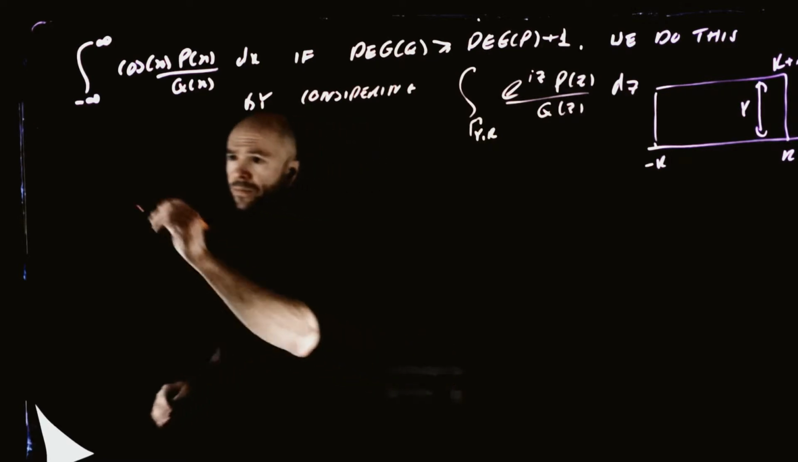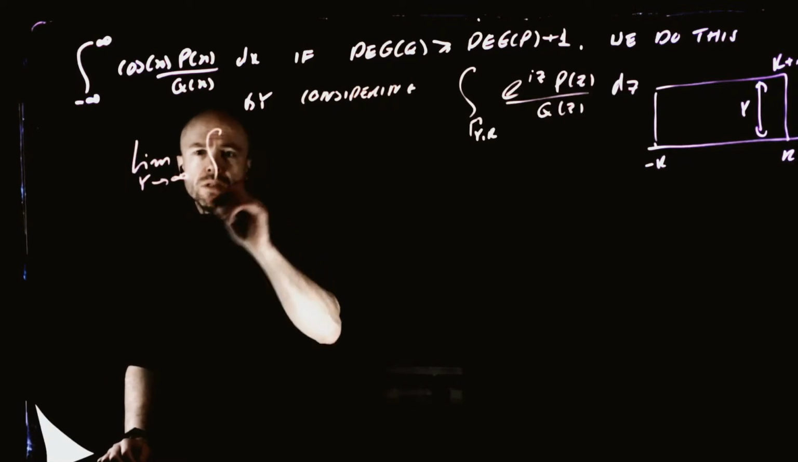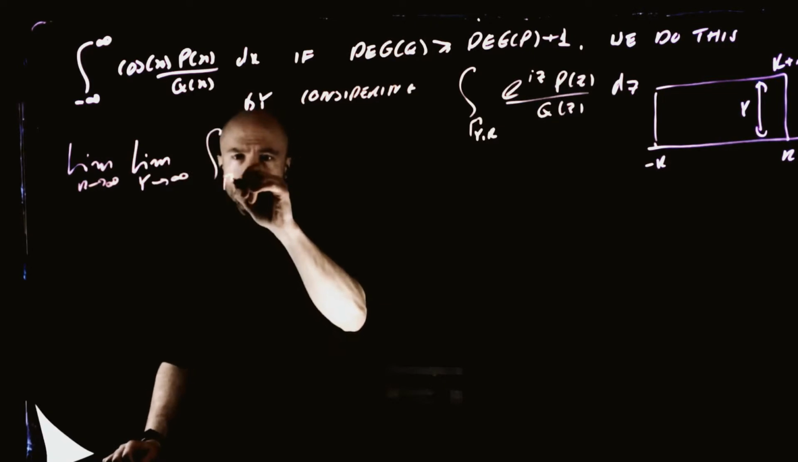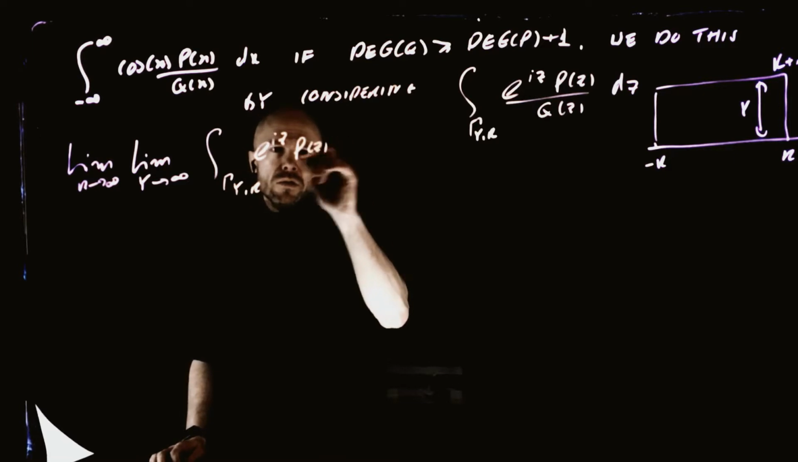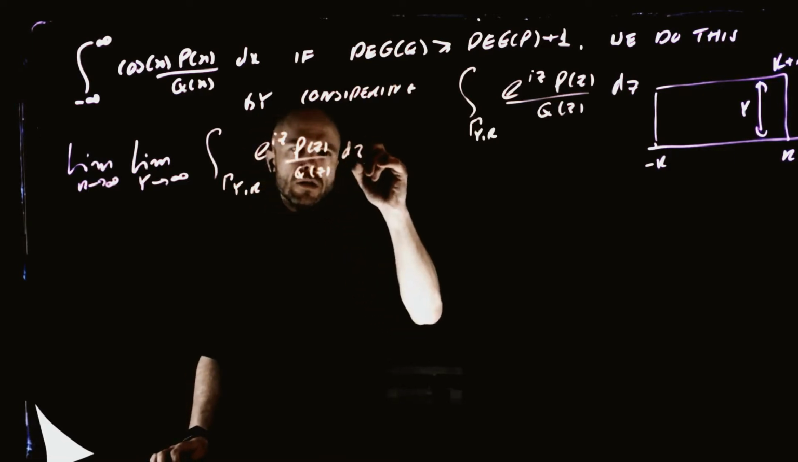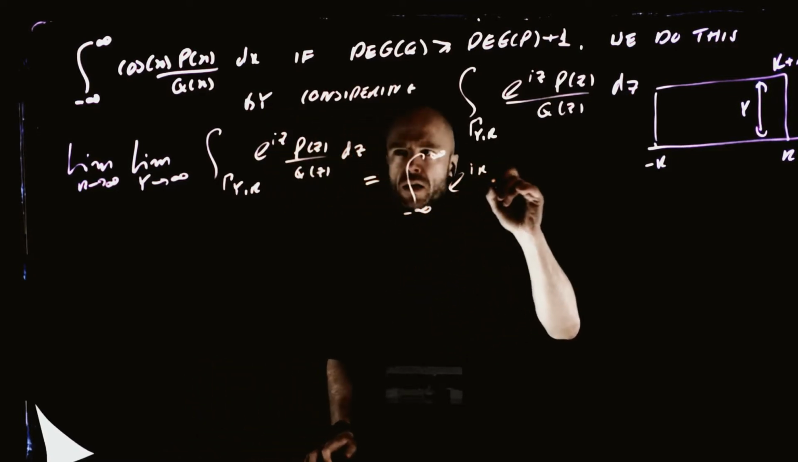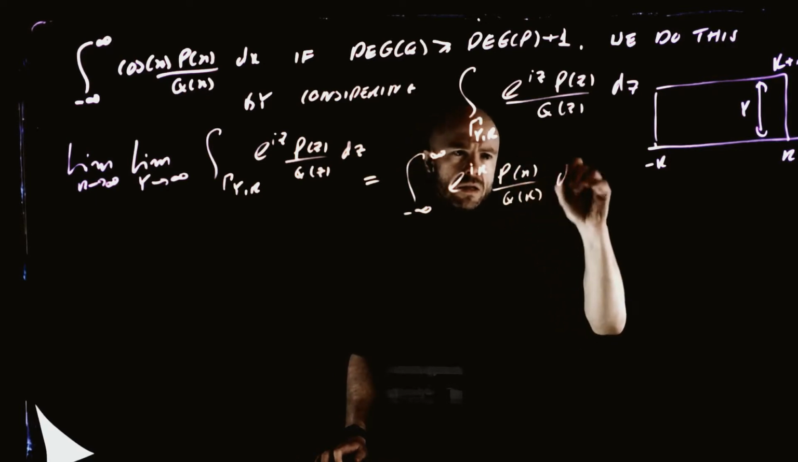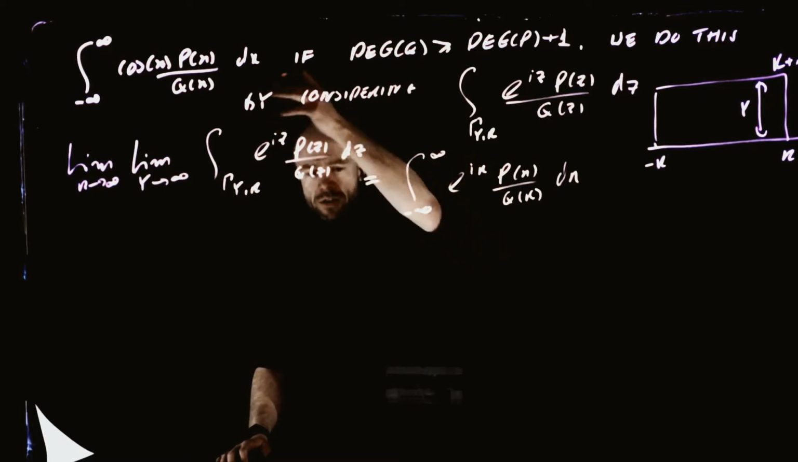If we take the limit, first the limit as y goes to infinity of this thing, and then the limit as r goes to infinity, then this thing, e to the iz P of z over Q of z, does turn into just the integral from minus infinity to infinity of e to the ix P of x over Q of x dx. And then we read off the cosine as the real part of this integral, and read off the sine as the imaginary part.